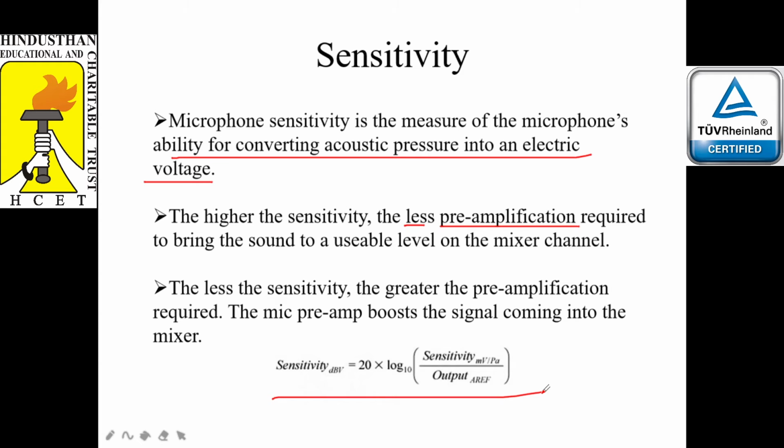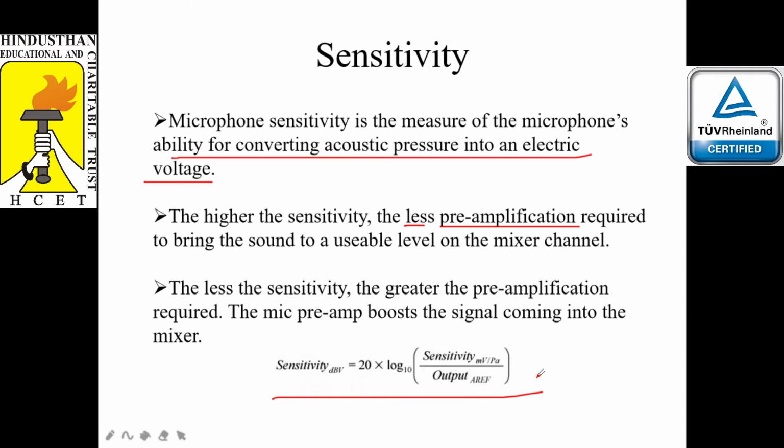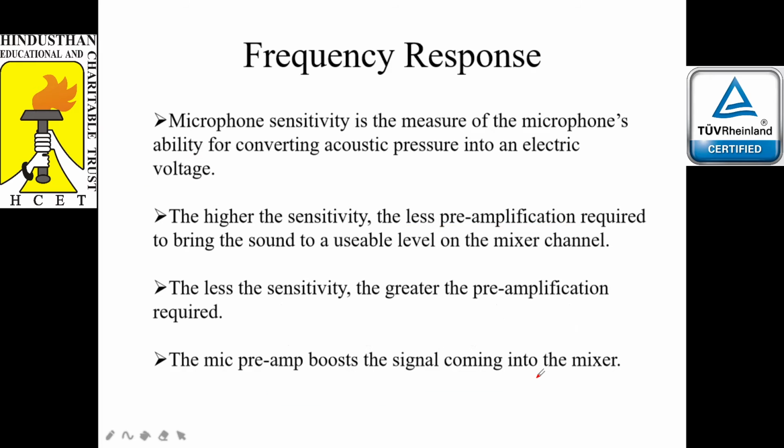Here we can see the formula. The sensitivity in decibels can be determined as 20 times log base 10 of the sensitivity in millivolt per pascal divided by the reference output. This is the general equation for sensitivity in decibels.